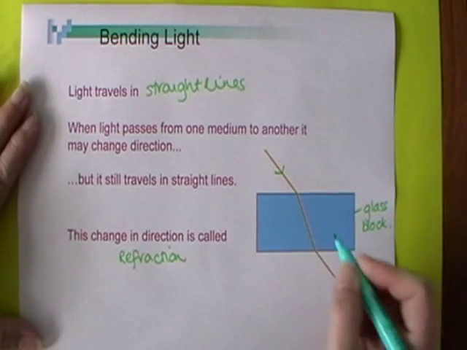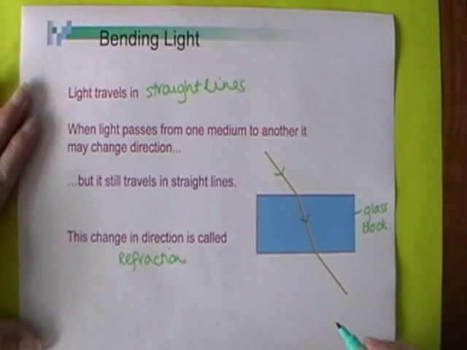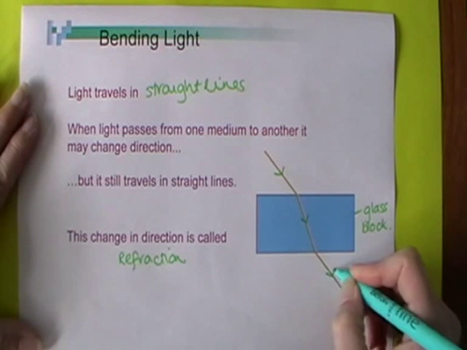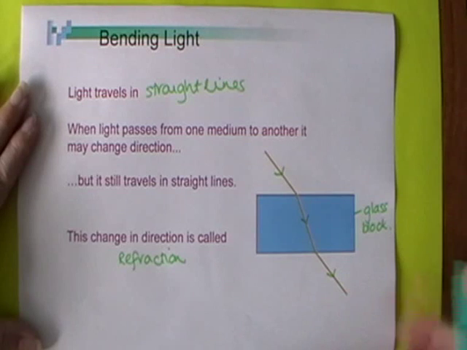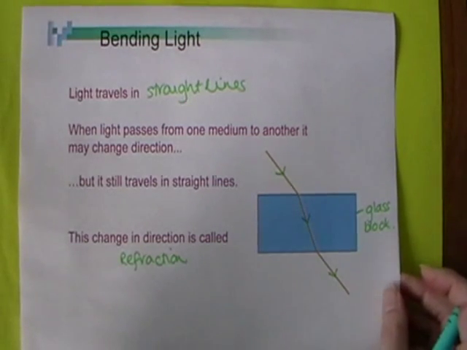The light comes in at an angle, meets the surface of the glass block, it changes direction as it passes through the glass block, and then bends again as it leaves the glass block. Now you're going to try and understand why this happens.